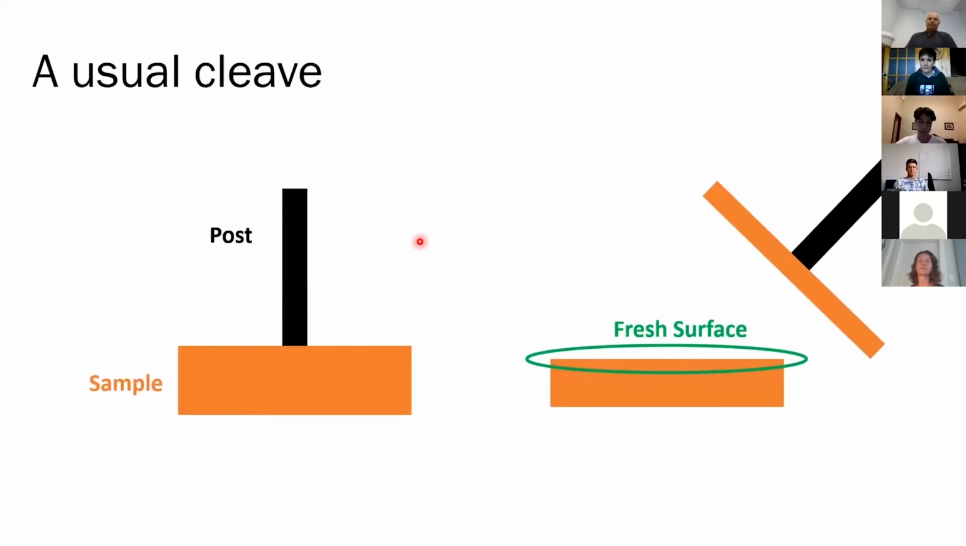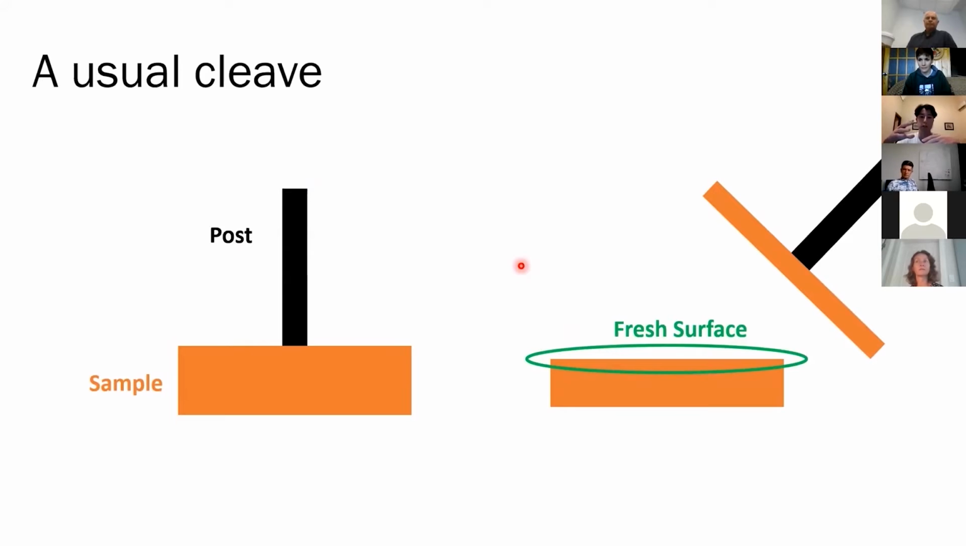So let's rewind a bit and talk about some of the more specifics of how we scan samples in an STM. One way that we usually prepare samples, especially layered samples, is we will epoxy a post on top of the sample, and then in vacuum, we will kick off this post to reveal a fresh surface.